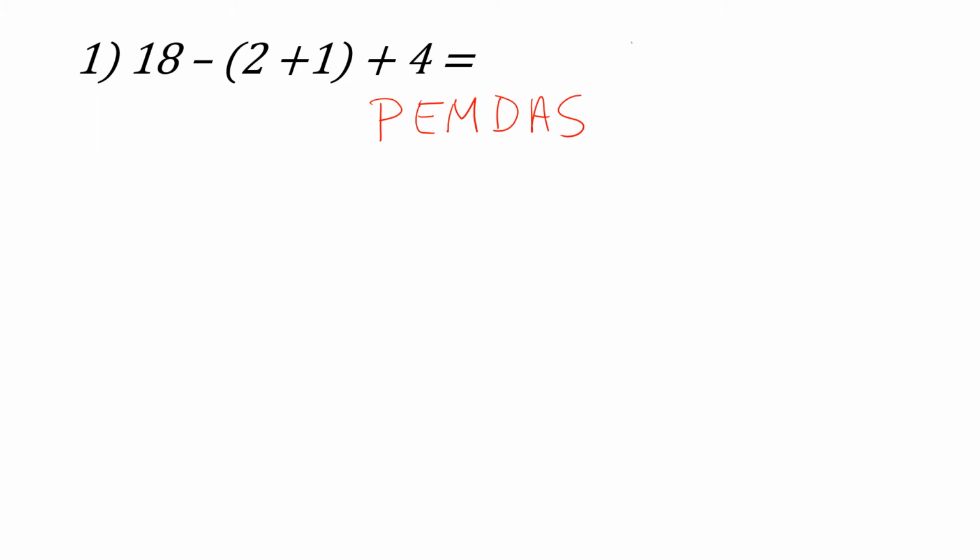So let's work. Parentheses. So that's a bracket. Yes, we do have a bracket. We have 2 plus 1. So let's solve that. So we have 18 minus 3, plus 4. There is no exponent, so we skip that. No multiplication, we skip that. No division, we skip that. And then they ask us to perform addition.